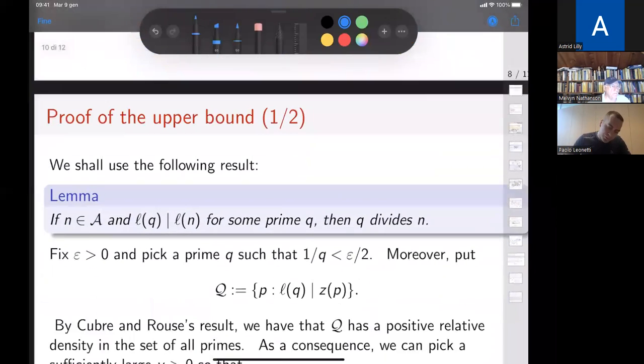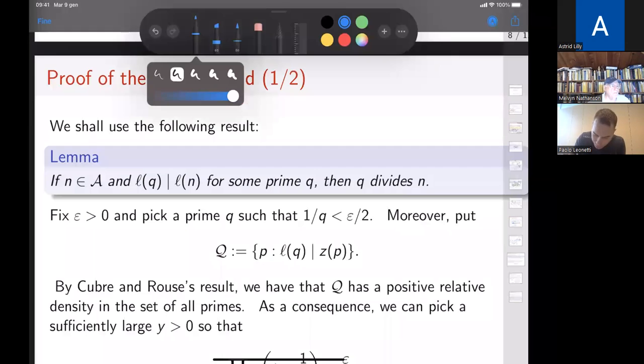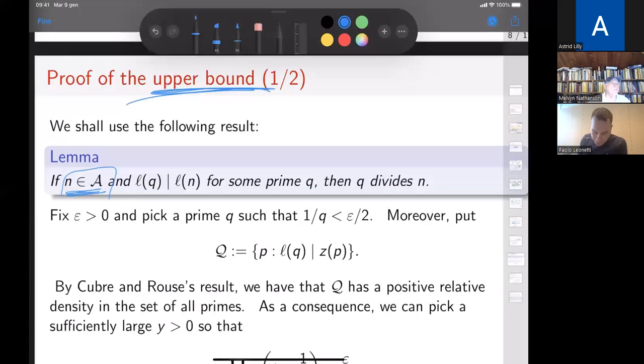Now we are going to prove the upper bound, that the asymptotic density of the set capital A, which is the set of integers which can be expressed as the greatest common divisor between k and f of k, is equal to 0. Again, we are going to use a lemma which gives a condition on the set capital A. And this condition is that if you pick an integer n, remember that we have to compute an upper bound, with the additional property that L of Q divides L of n for some prime Q, then by force Q is a divisor of n.